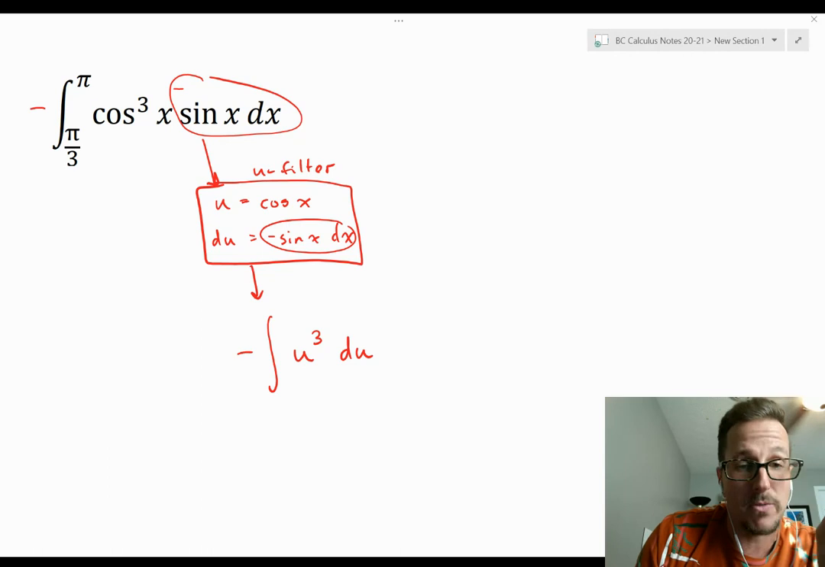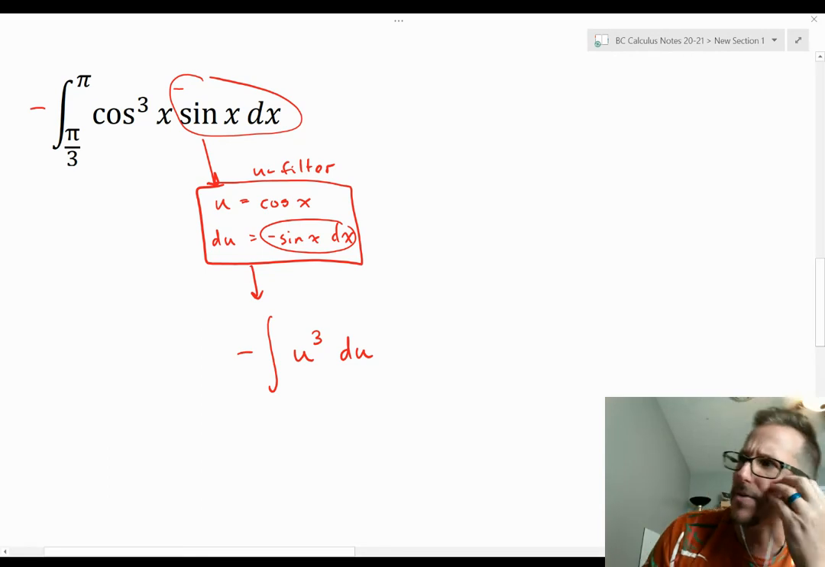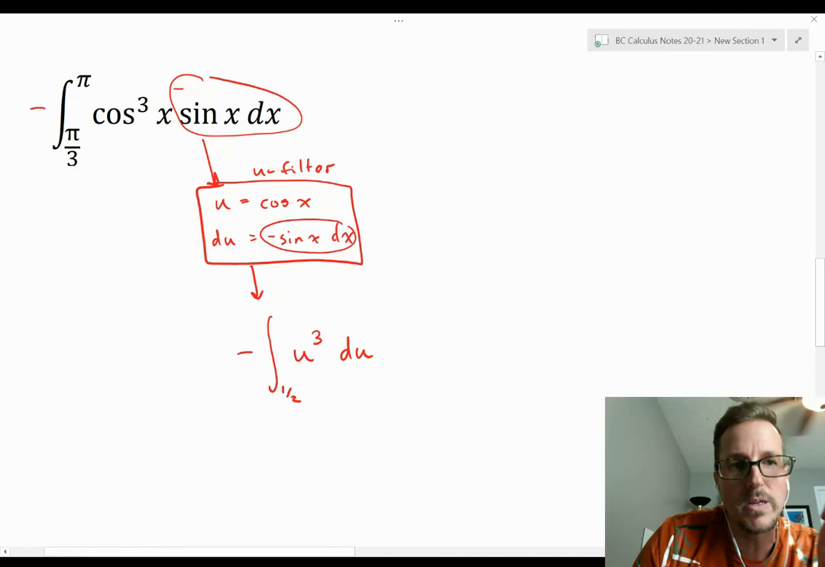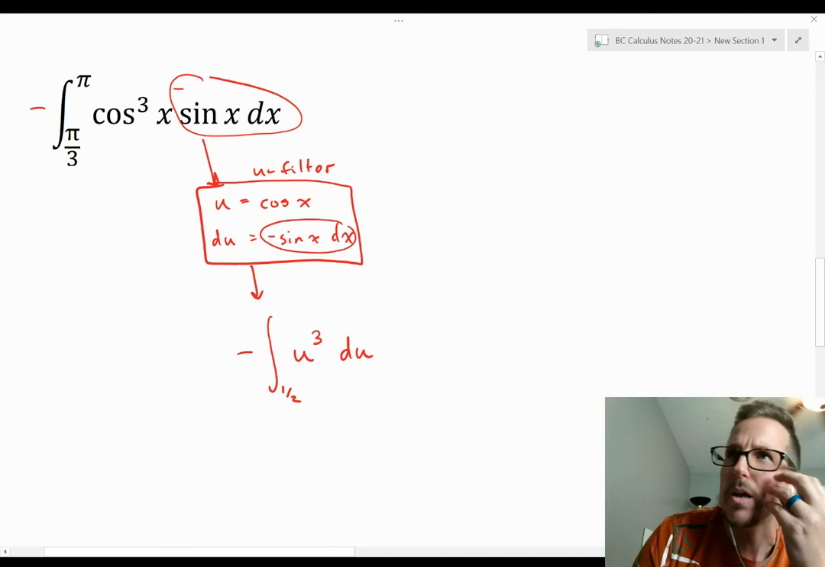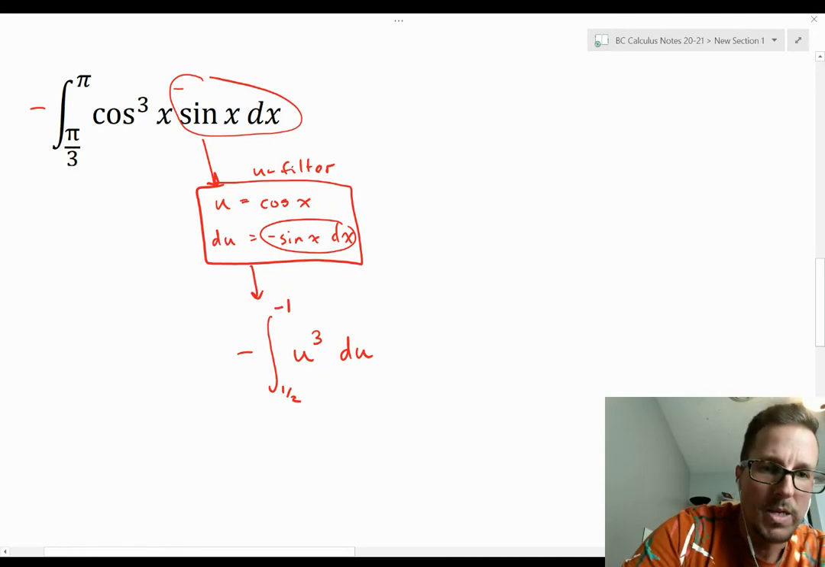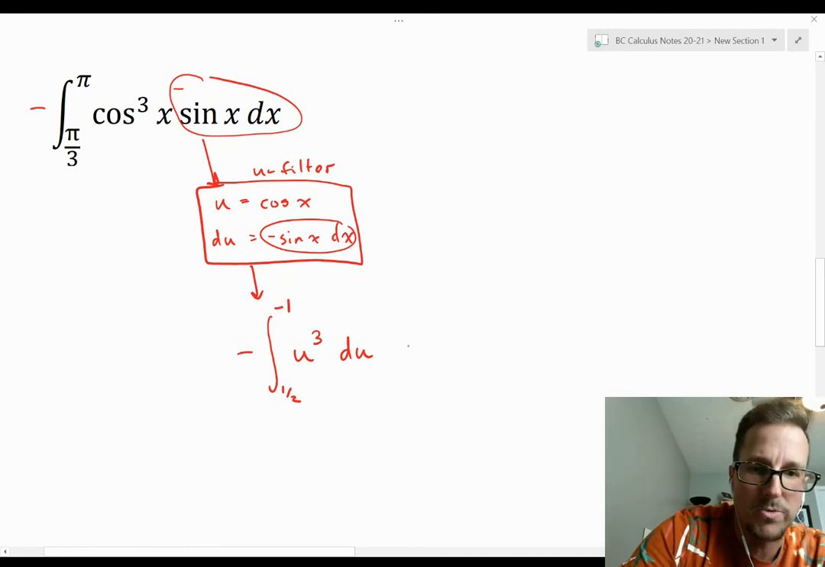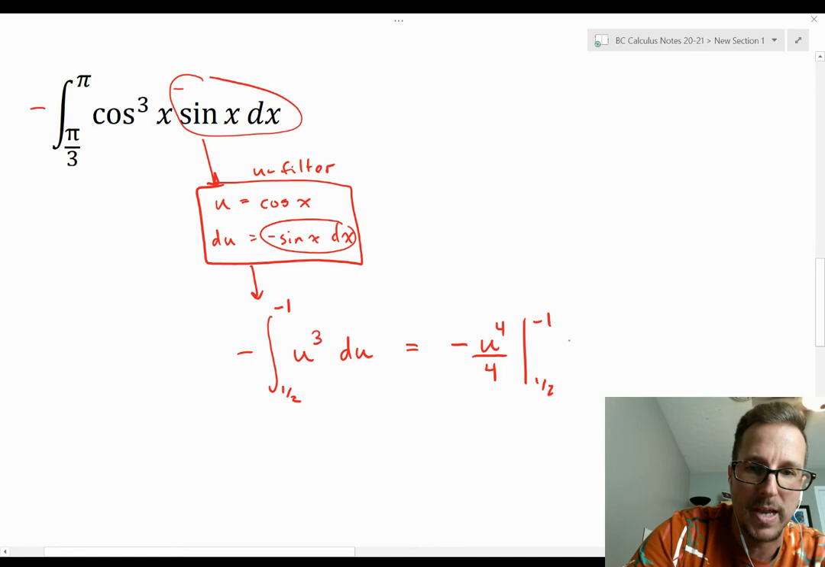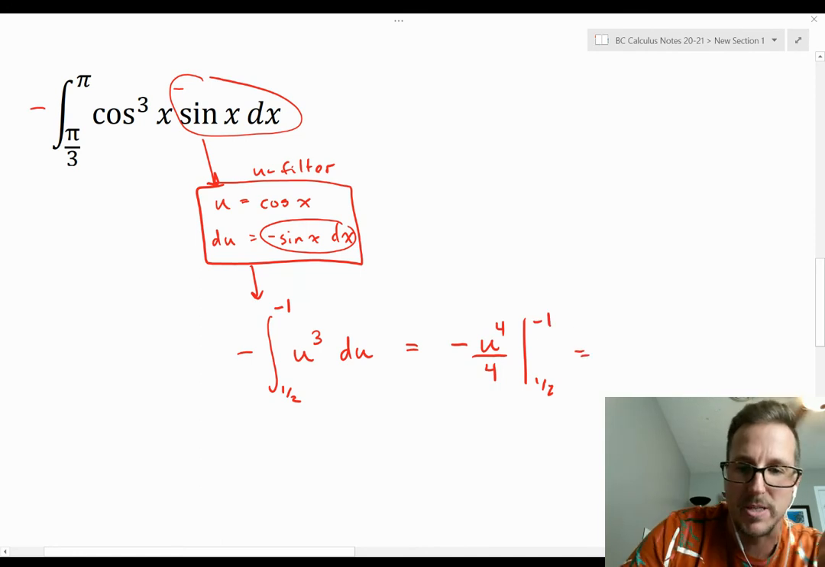So at pi over 3, what's the cosine of pi over 3? 1/2. And what is the cosine of pi? -1. So now we can go through our process of the fundamental theorem of calculus. So negative u to the fourth over 4 from 1/2 to -1. And then I can just chuck in those values and then it's all over but the crying.